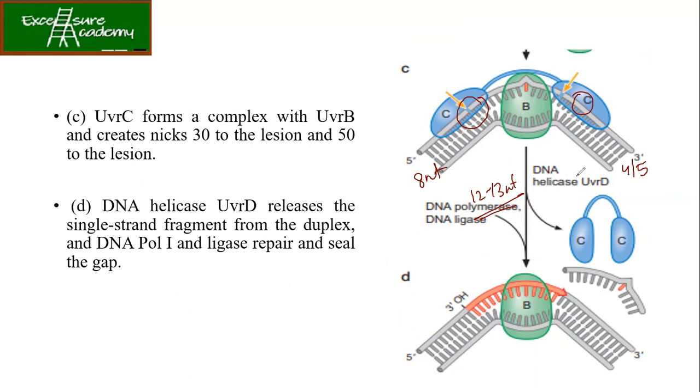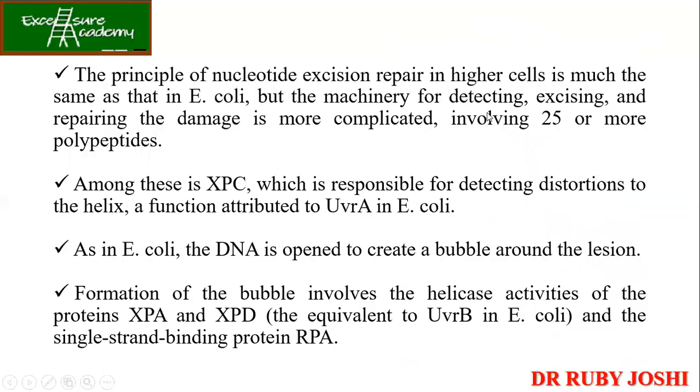ठीक है. Now later what is happening? DNA helicase UVRD is coming and making it into a single stranded bubble. Correct? Now what is happening? The strand is being removed. देखो जिसमें जो गड़बड़ थी, that particular single stranded DNA has been removed. Later your DNA polymerase 1 is coming, synthesizing, adding new nucleotides. Later ligase is coming and resealing the gap. Okay, so this is how your nucleotide excision repair is being done.